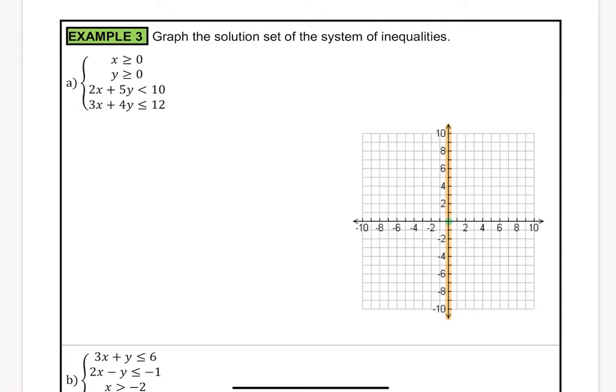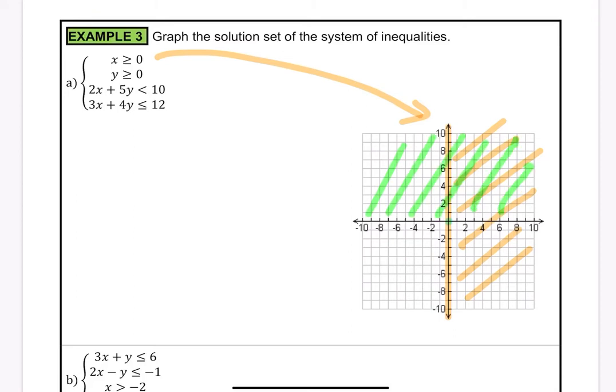x greater than or equal to 0 means everything to the right of this line, where x is positive. And what is the meaning of y greater than or equal to 0? It is everything above the x-axis. It's going to be this particular one.